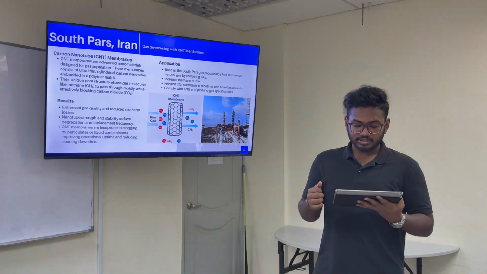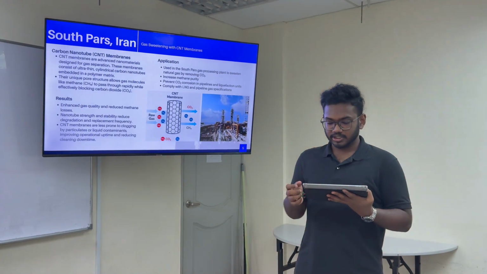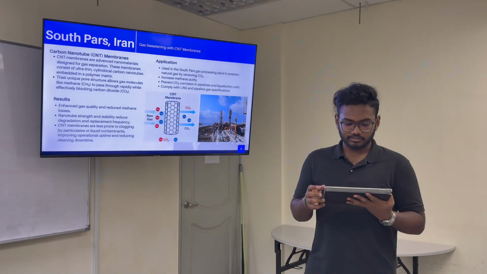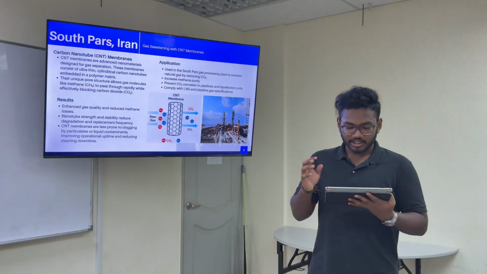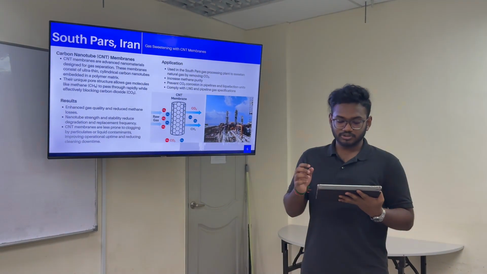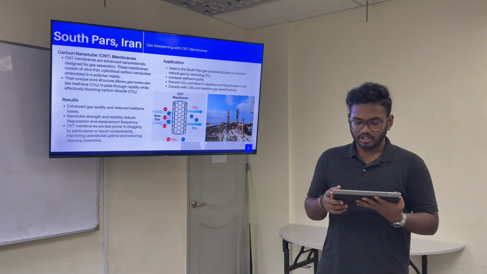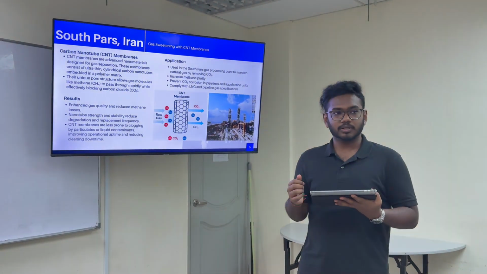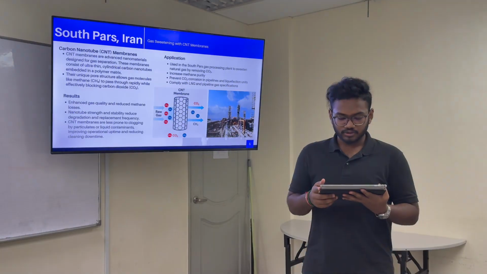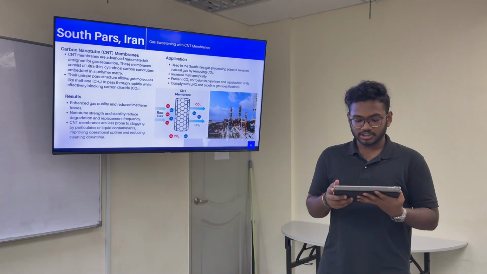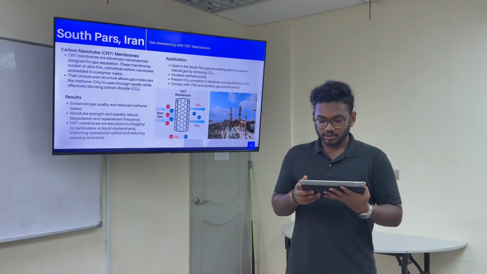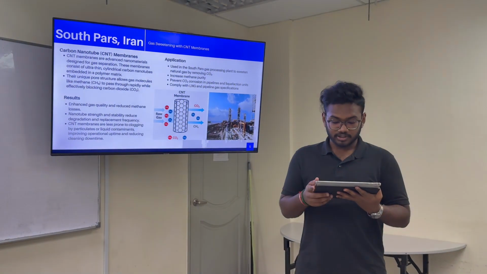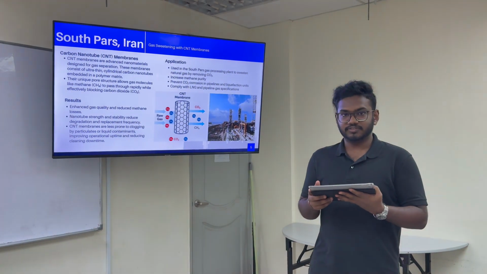The application of this nanotechnology in South Pars is in the gas processing plant to sweeten the natural gas by removing carbon dioxide, to increase the methane purity, to prevent carbon dioxide corrosion in pipeline and liquefaction units, and to comply with the LNG and pipeline gas specification.